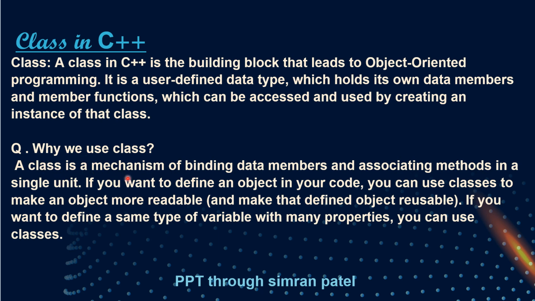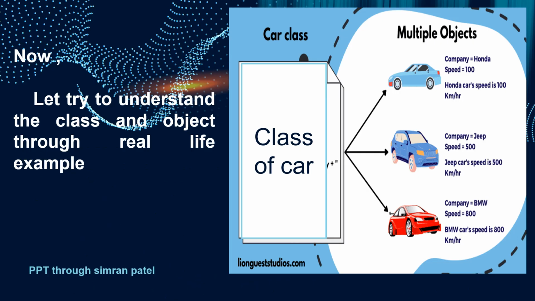Why do we use a class? A class is a mechanism of binding data members and associated methods in a single unit. If you want to define an object in your code, so what is an object? We will discuss it further. You can use classes to make an object more readable and make that defined object reusable. If you want to define the same type of variable with many properties, you can use classes.